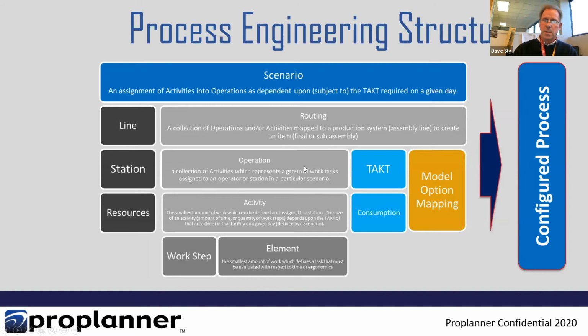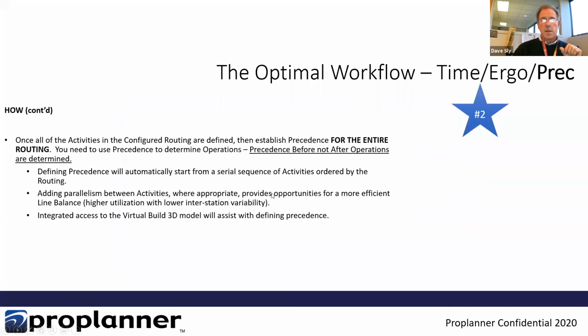So this gets back to our definition of the process, this terminology: routing, all those tasks on the line; operation, the collection of tasks we assign to people, but eventually those people get mapped to a station; and activity, which are the tasks themselves. Once again, defining precedence will automatically start from a serial sequence of activities ordered from the routing.